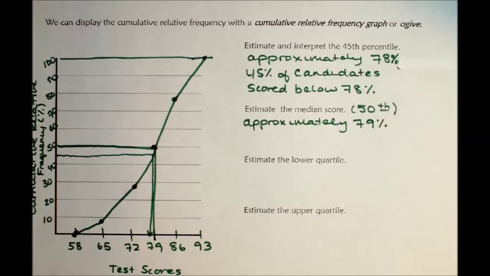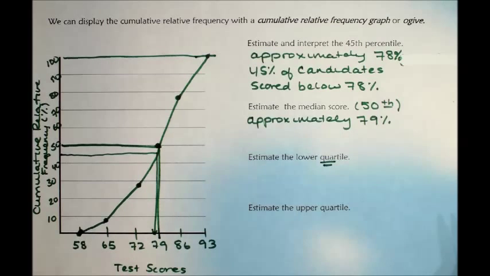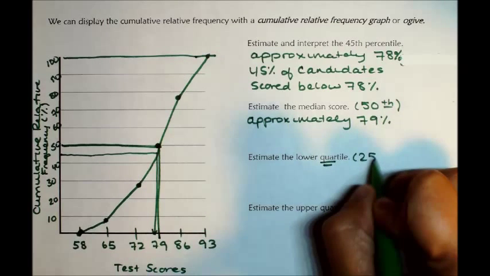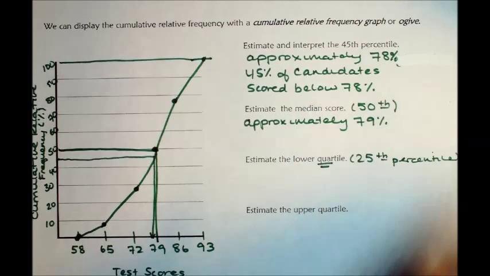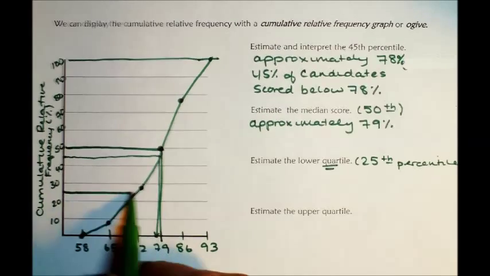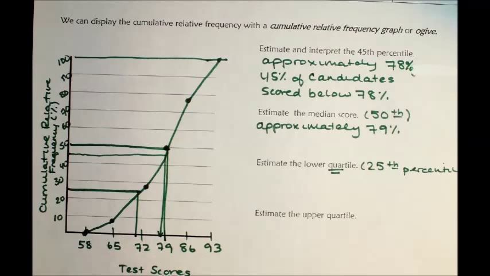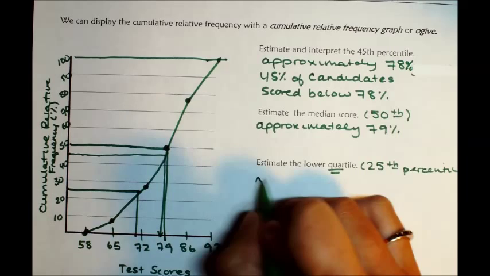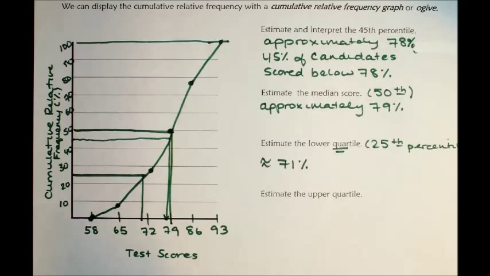Next, we're going to estimate our lower quartile. So lower quartile we know is Q1. Keyword is quartile, which is 25%. So we're looking for the 25th percentile. We go over to the graph, we find 25%, which is here. Follow it down, and if we want to estimate, it is approximately, let's say 71%. That means that 25% of candidates scored less than 71%.